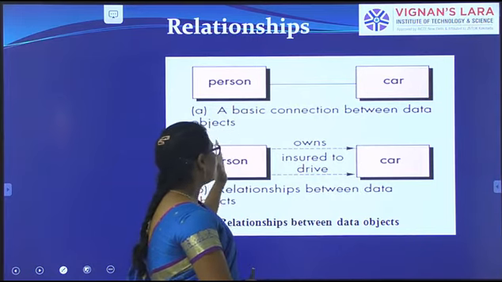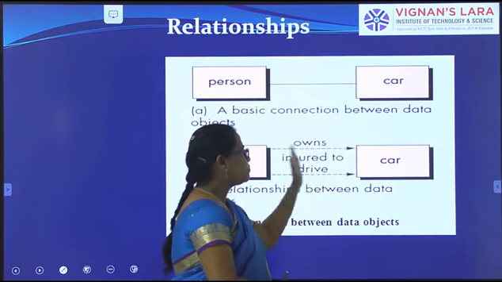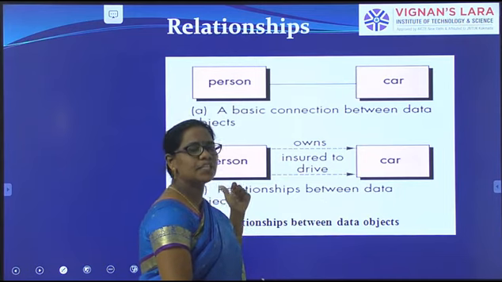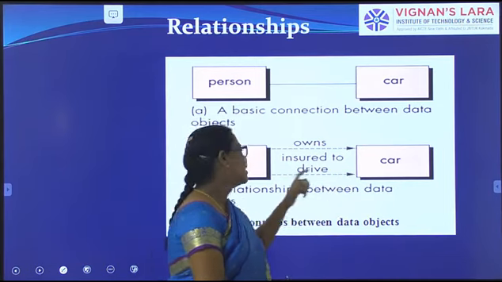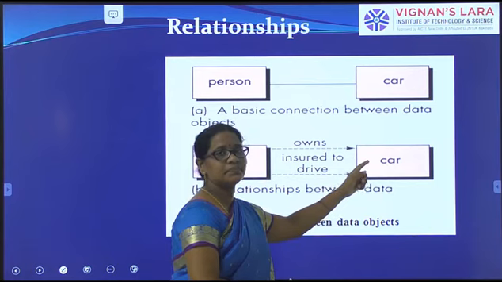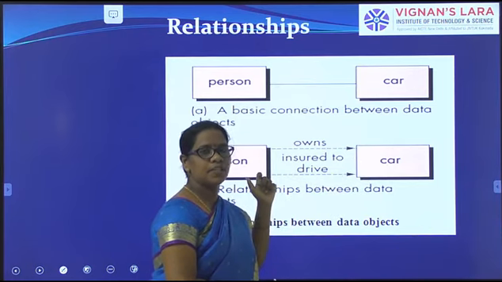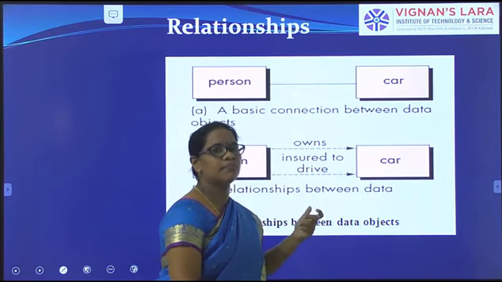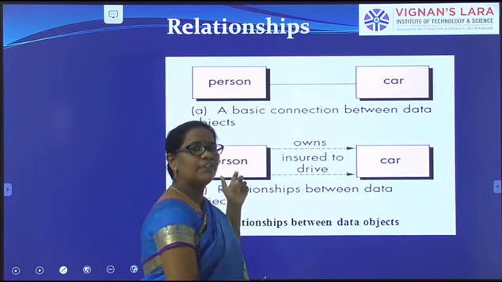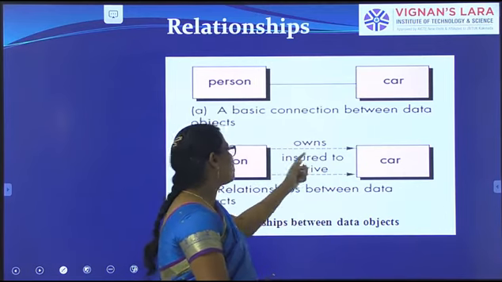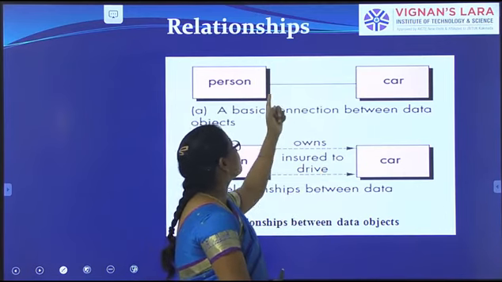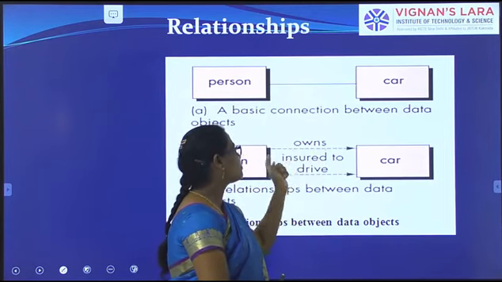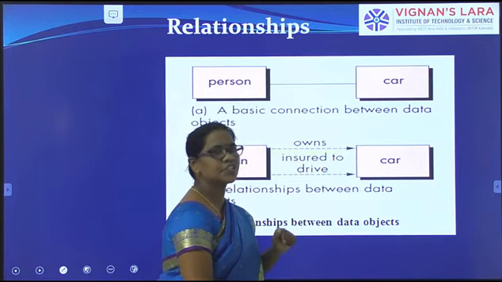Only the person is having a relationship with the car. The car is not having a relationship with the person. That's why the arrow mark is towards the car. The car is driven only by the particular person. Any person can drive, but the person who owns that car will drive the car. That's why the relationship is given like this. Here the relationship is given in a simple way, a single line. We call this an association relationship.